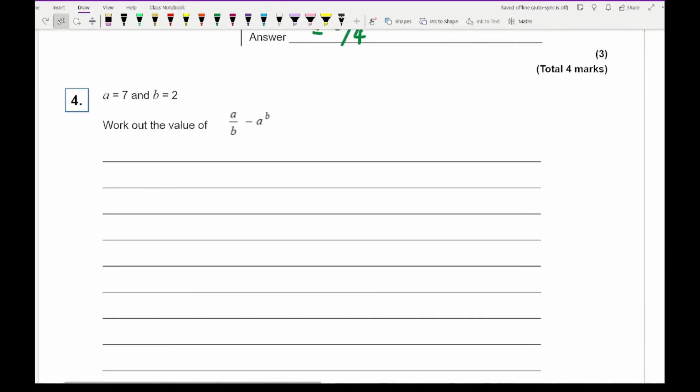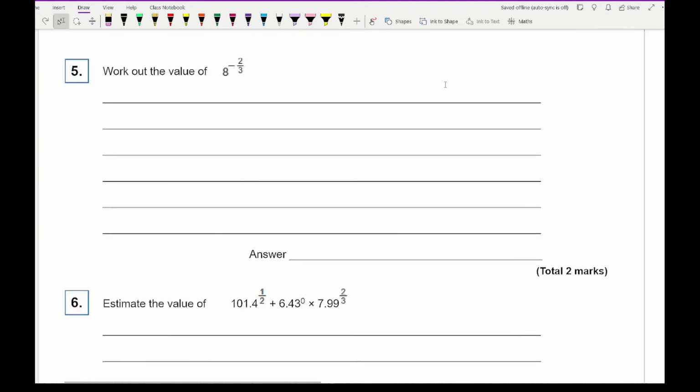Looking at our next question, so question 4, it says if a equals 7, b equals 2, work out the value of this. Well, it's just simply substituting numbers in. I get 7 over 2 minus 7 to the power of 2. And again, so that's going to be 3.5 minus 49. So then all I've got to do is just simply work that out. 3.5 take away 49, which is going to give me a minus number, and that's going to give me minus 45.5 as my final answer.